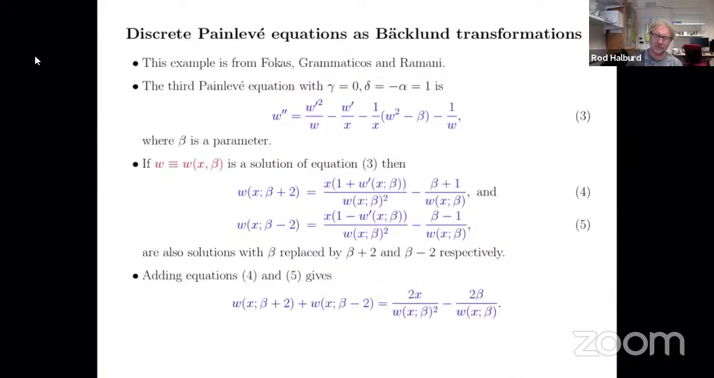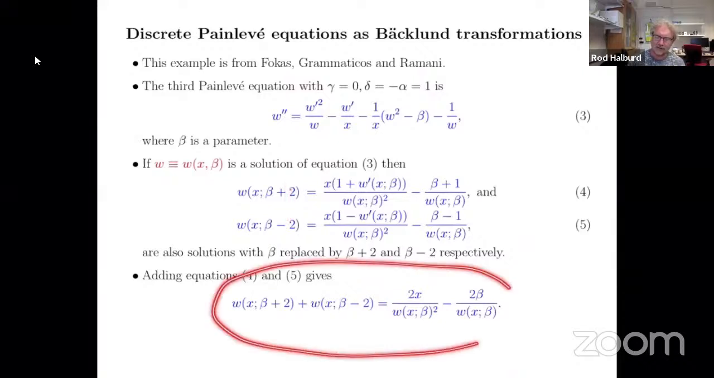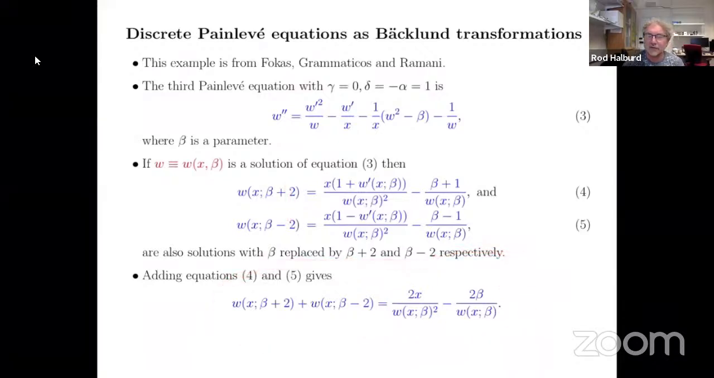And I can do a similar thing, which is going to give me beta minus 1. Now, what you can do here is take a combination that cancels out these derivatives. So if I just take the sum of these two things, I'm left with this equation. And notice that this is a pure discrete equation.